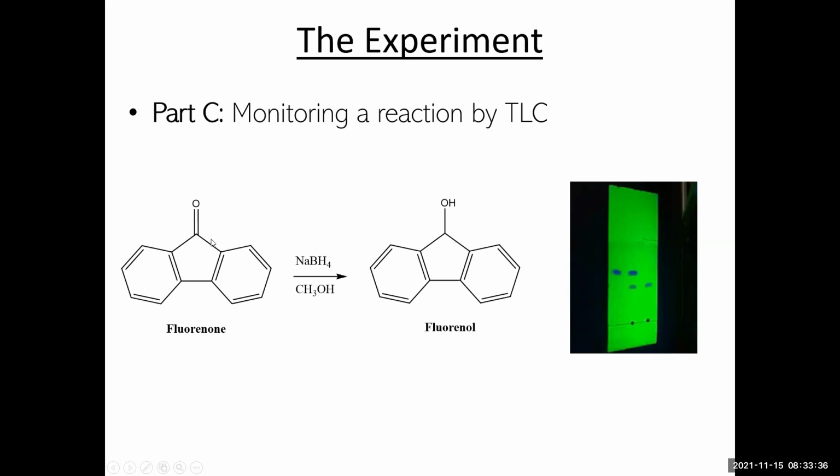But in addition, we use these same compounds in parts A and B of the experiment, so you're going to be really comfortable with these spots and know what solvent to use to develop the plate as you're monitoring the reaction. You'll almost have optimized that in the previous part of the experiment.